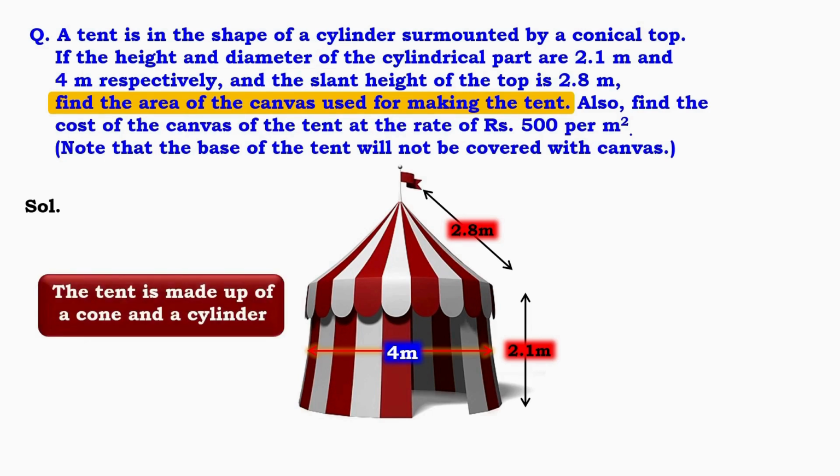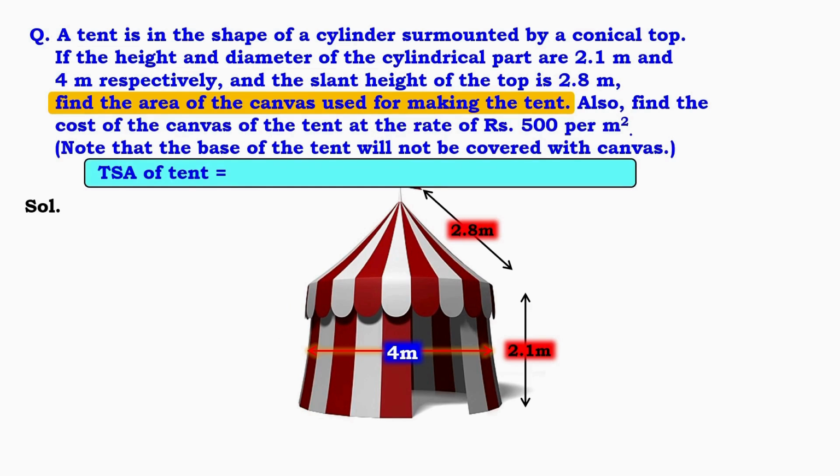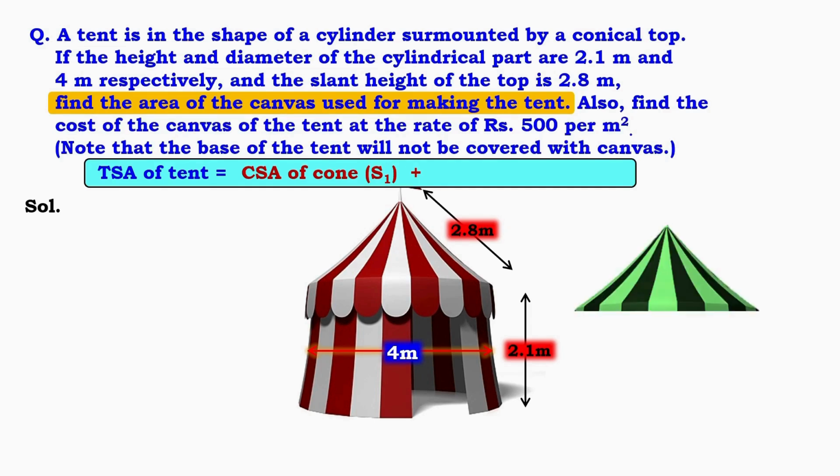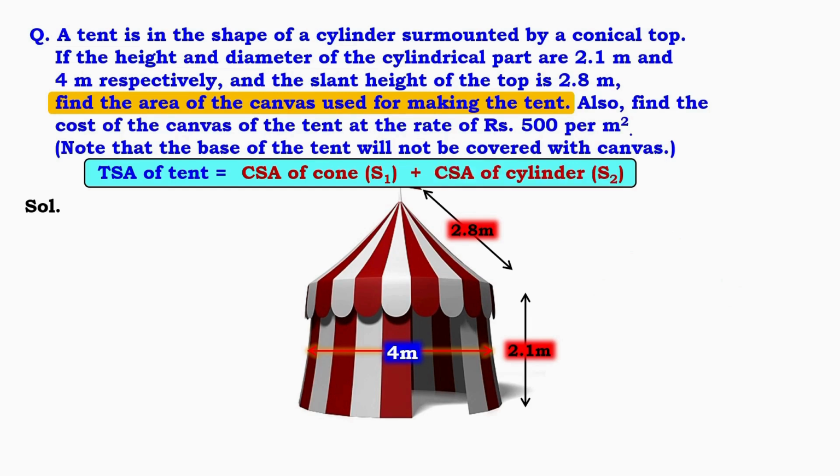The tent is made up of a cone and a cylinder, that we already know. So the TSA of the tent will be the CSA of the cone, that is the curved surface area of the cone. But whenever we are finding the TSA of the tent, we will not consider the base of the cone because it is on top of the cylinder, so that is not visible. So we will only consider the curved surface area of the cone and the CSA of the cylinder.